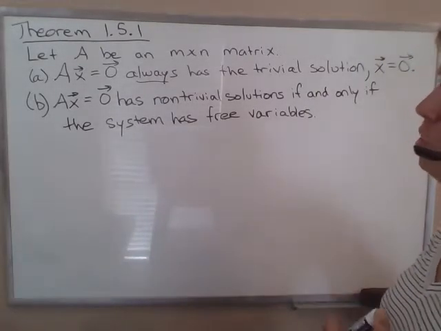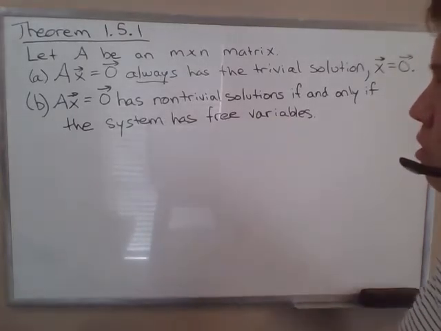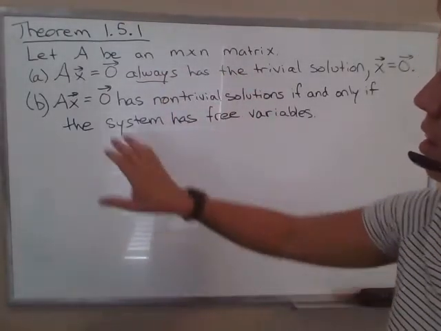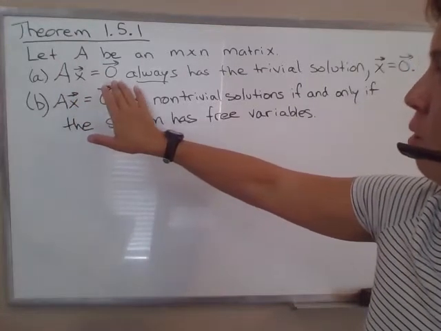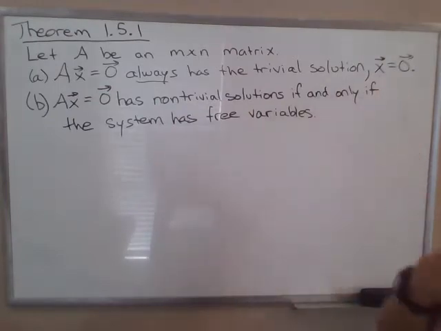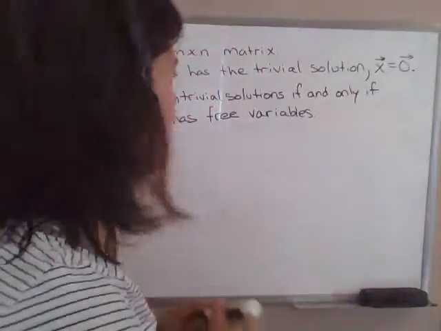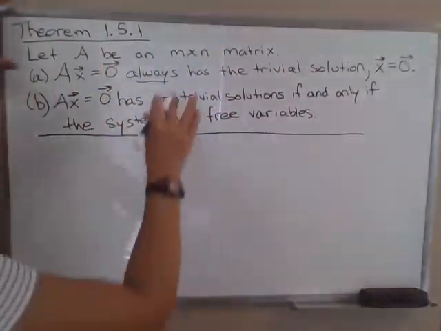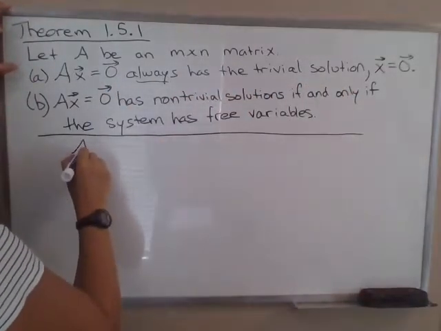So here's a quick discussion of theorem 1.5.1, presented as a two-part theorem. First, A is just any m by n matrix. Then, first of all, the matrix equation AX equals 0 will always have what's called the trivial solution, which is x equals 0. And let's talk just about that one. Won't even get into B first.